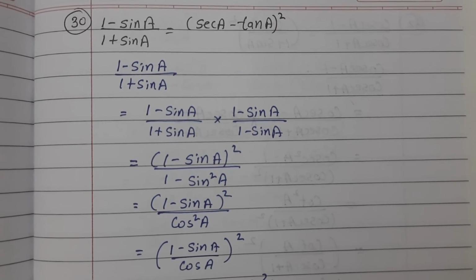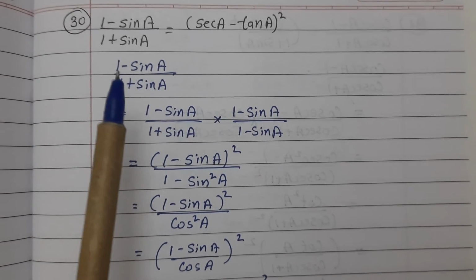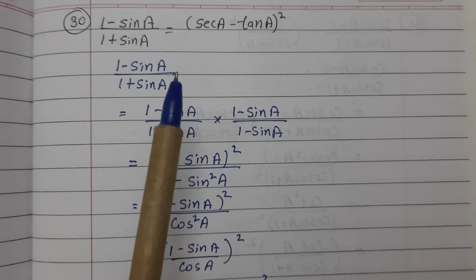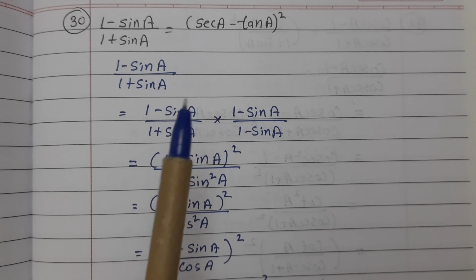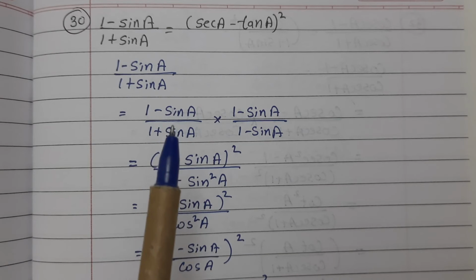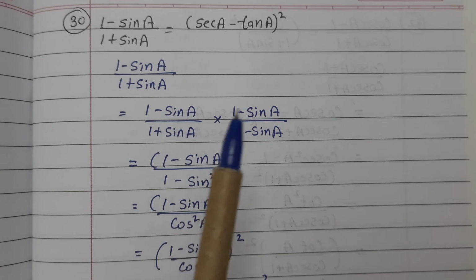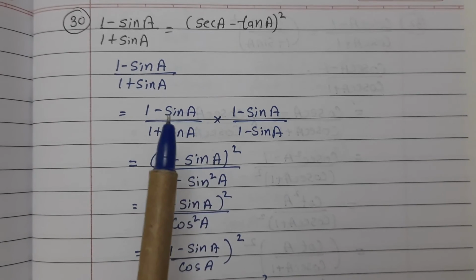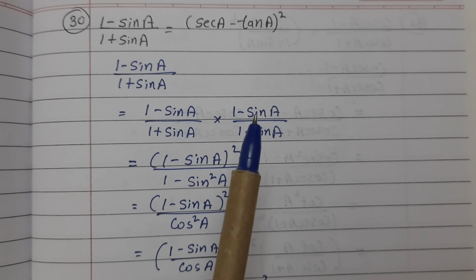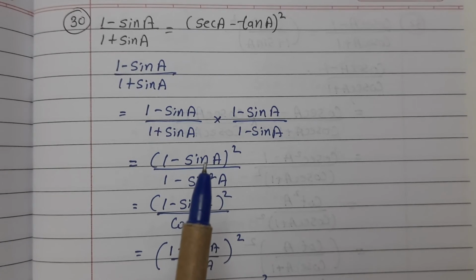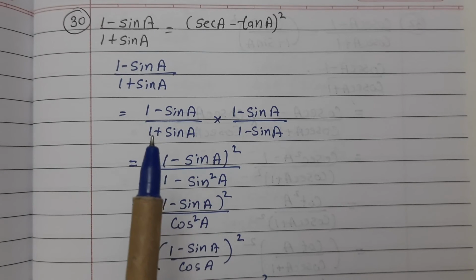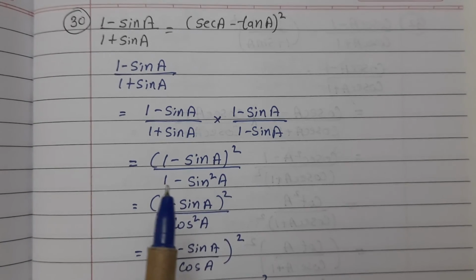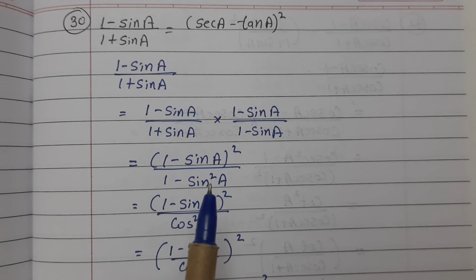Sum number 30. Left hand side is equal to 1 minus sin A upon 1 plus sin A. Multiply and divide by 1 minus sin A. We get 1 minus sin A upon 1 plus sin A into 1 minus sin A upon 1 minus sin A. 1 minus sin A into 1 upon 1 minus sin A is 1 minus sin A the whole square. 1 plus sin A into 1 minus sin A is 1 square minus sin square A.